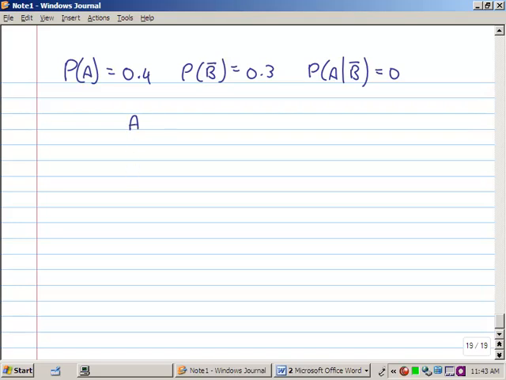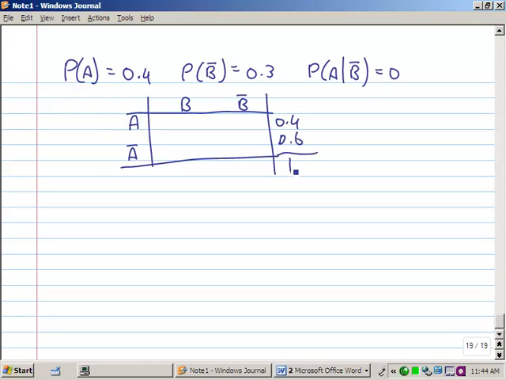So let's write up our table. A bar, B bar. The probability of A is 0.4, therefore A bar is 0.6. The probability of B bar is 0.3, and therefore B is 0.7. And we're given the probability of A given B bar is 0.